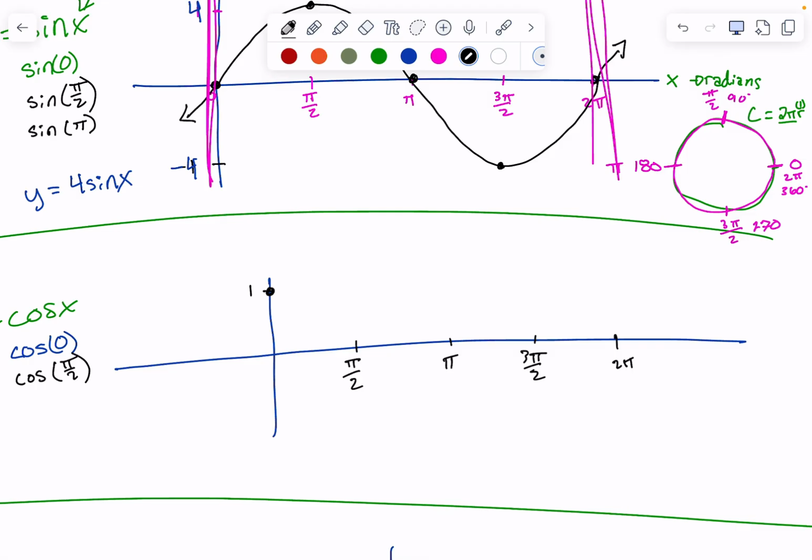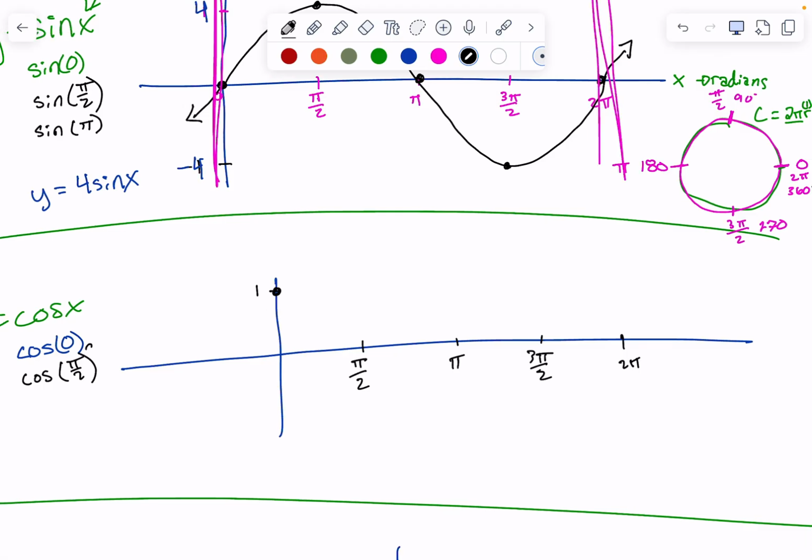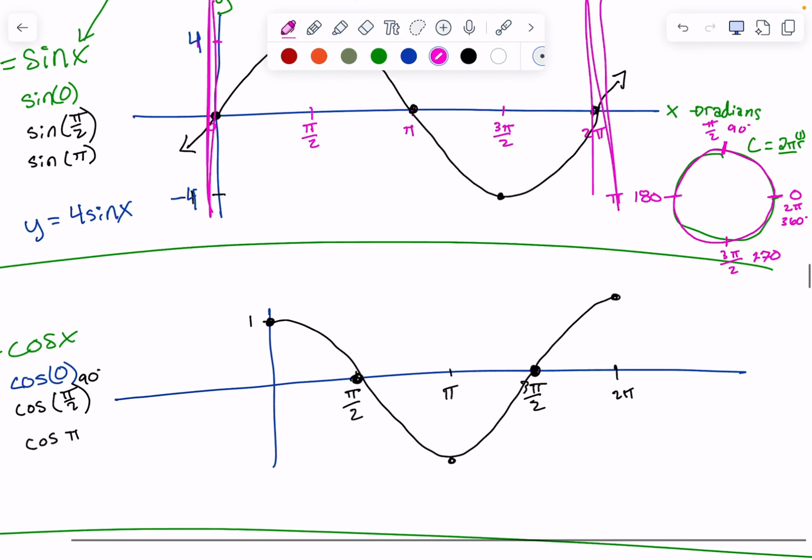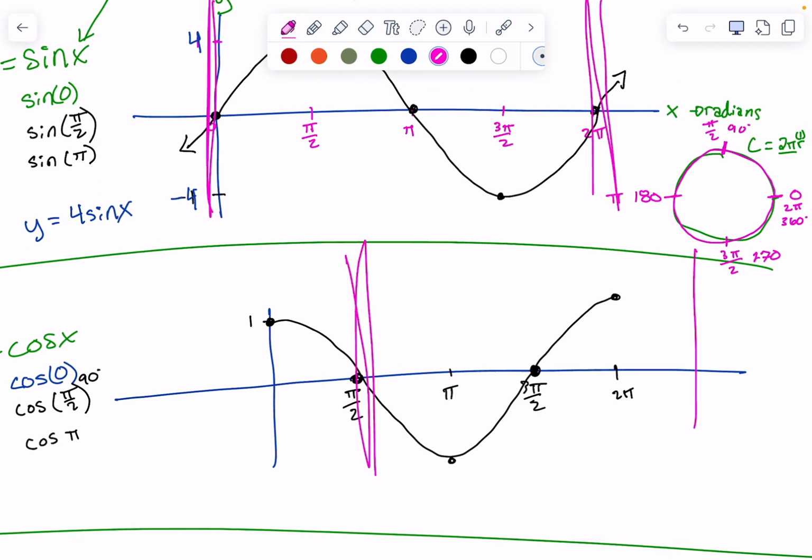And you type in cosine of pi over 2. You could do degrees, but you would have to do cosine of 90 degrees. It ends up being 0. What do you think cosine of pi will be? -1. And cosine of 3 pi over 2 is 0. And cosine of 2 pi is 1. So it is the same as sine. It's just shifted over slightly. You see that?